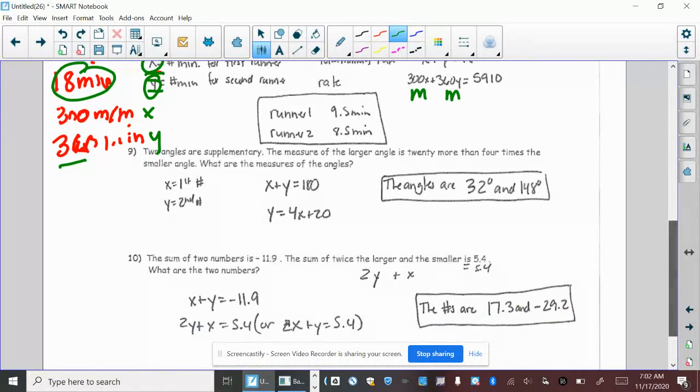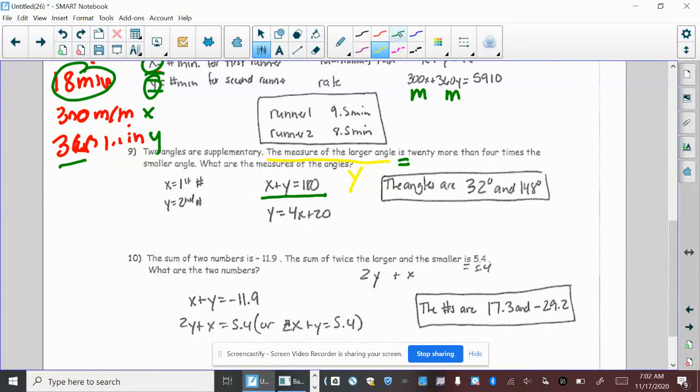All right, number 9, two angles are supplementary. That means they add up to 180. Hopefully you remember that. X plus Y equals 180. And then the measure of the larger angle is 20 more than the others. Whenever you see the word is, that's your equal sign. Take the expression to the left of that, which I will underline in yellow here, and make that into an equation. The measure of the larger angle. It doesn't matter which is which, but let's just say X is smaller, Y is larger. I'll make that a Y.